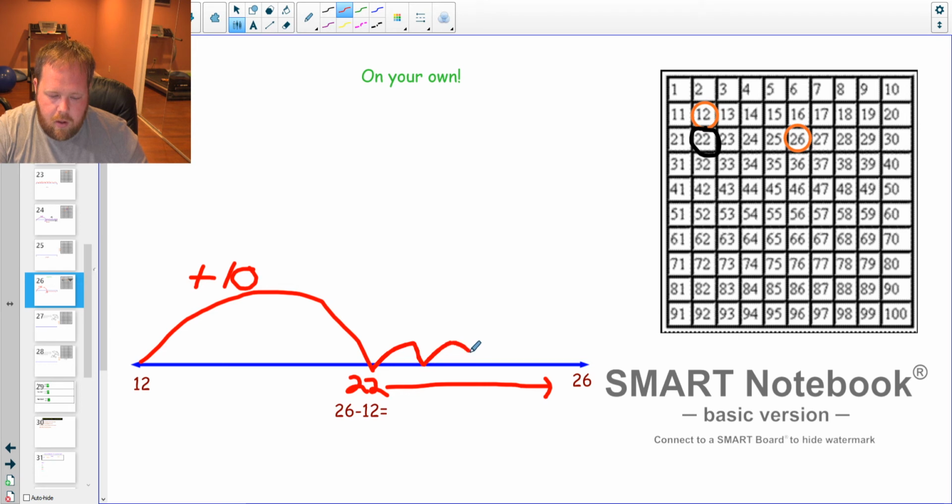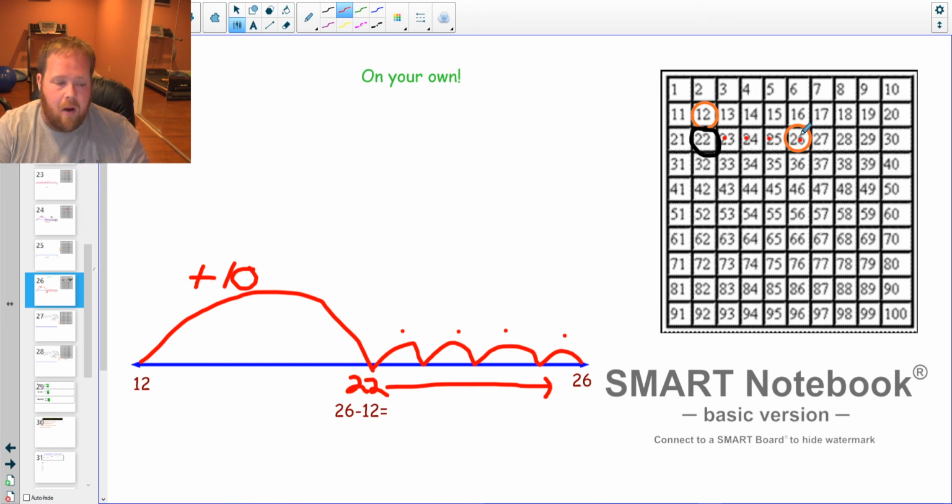23, 24, 25, 26. Now let's count how much we went in total. 10, 11, 12, 13, 14. Whoa. We went 14 from 12 to 26. Let's make sure over here. 12 plus 10 is 22. 11, 12, 13, 14. And we include that last number. You did it. So proud, so proud. All right, let's keep going.